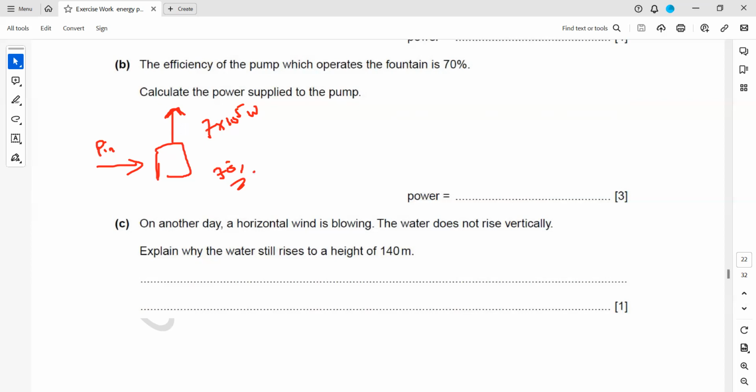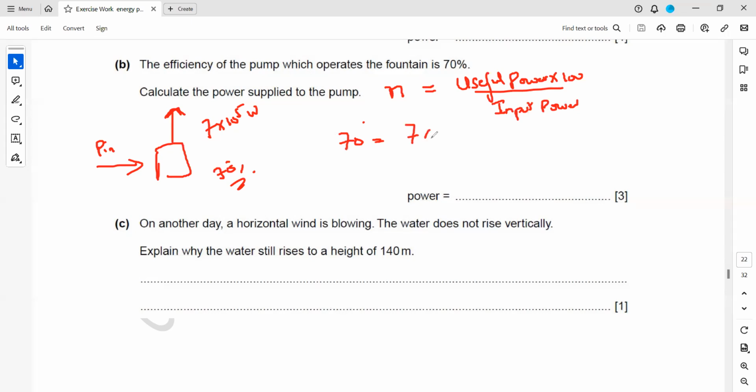As I mentioned, whenever you're solving a physics question, always write the formula, don't just directly solve. Efficiency, you can write the formula in symbols or in words. Efficiency equals the useful power multiplied by 100 divided by input power. It is 70% efficient, so 70. What is the useful power? How much power is useful? That is the power used to lift the water, which is 700,000.